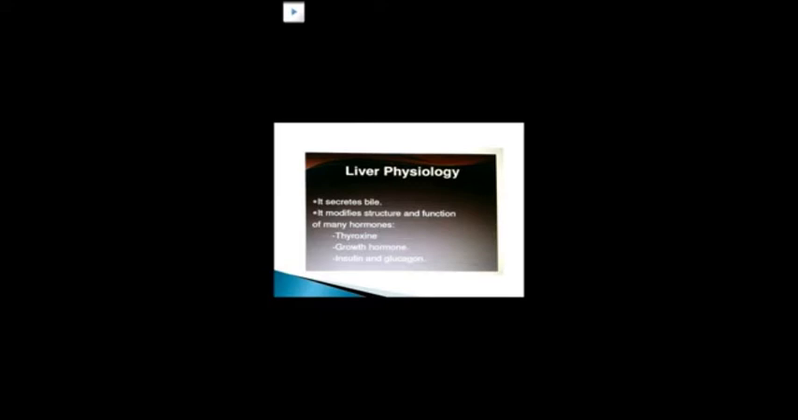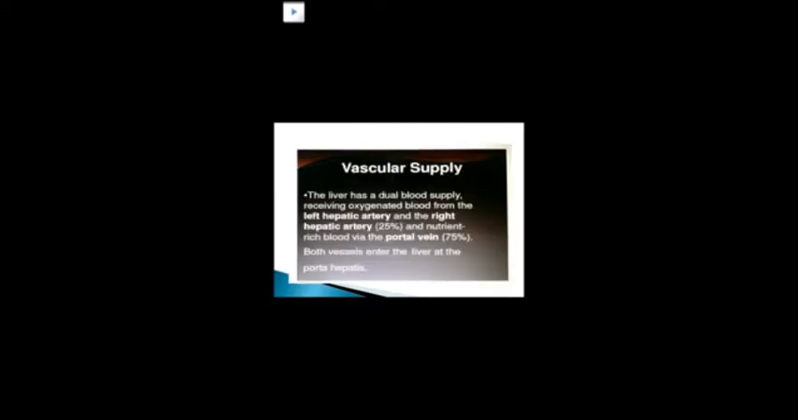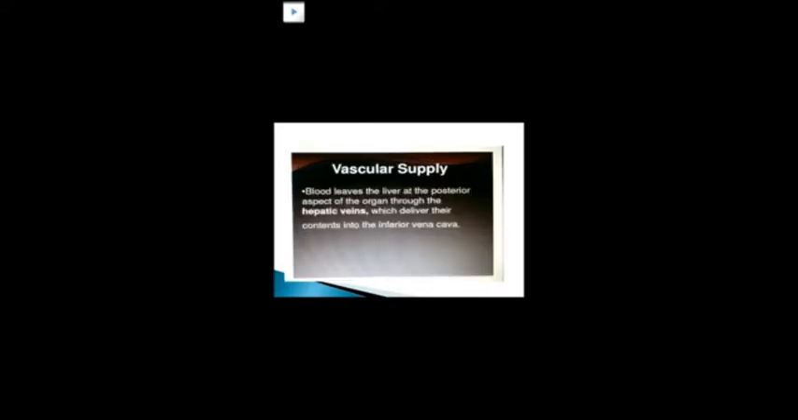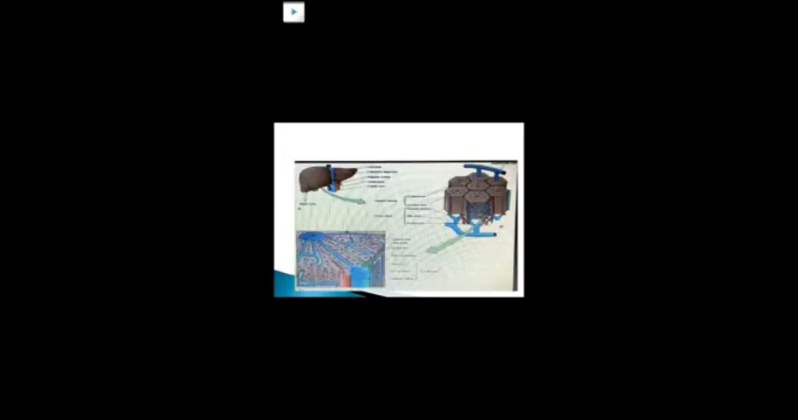It secretes bile, it modifies the structure and function of many hormones like thyroxine, growth hormone, insulin, glucagon. The vascular supply: the hepatic artery, the right hepatic artery, contributes about 25% of the oxygenated blood, and then the nutrient rich blood comes via the main important portal vein. So the vein plays an important role in this organ. Both vessels enter the liver at the porta hepatis.